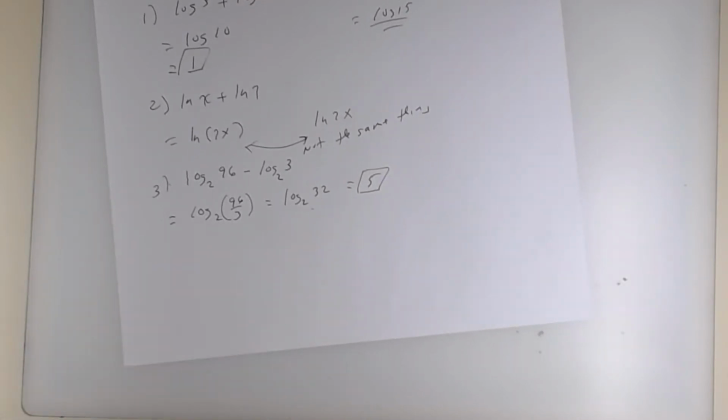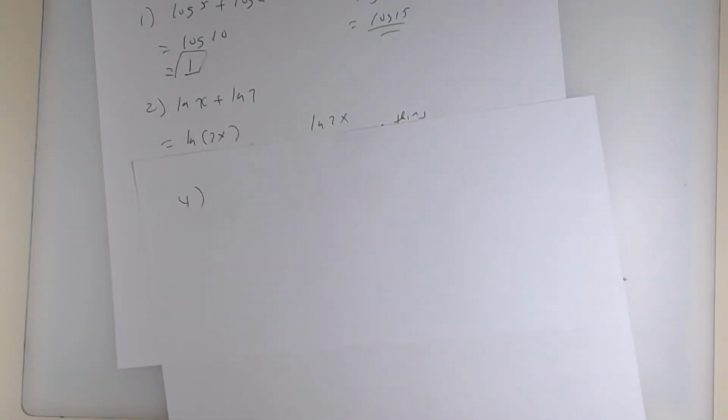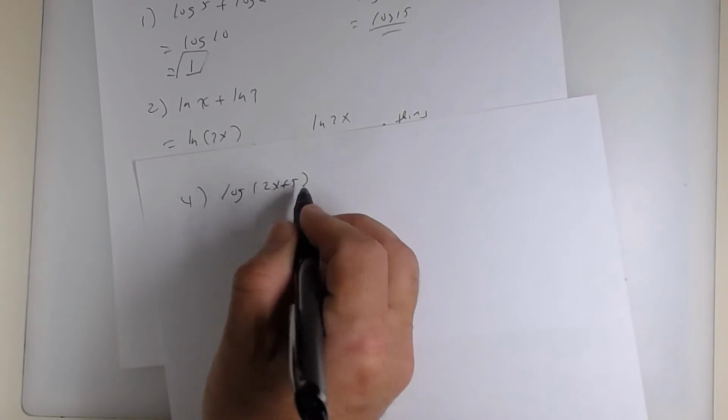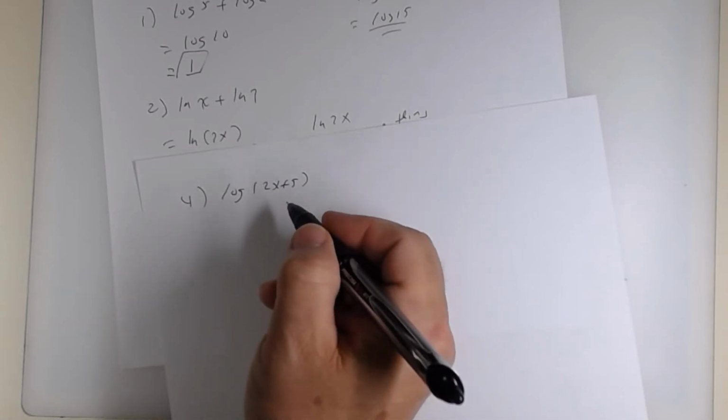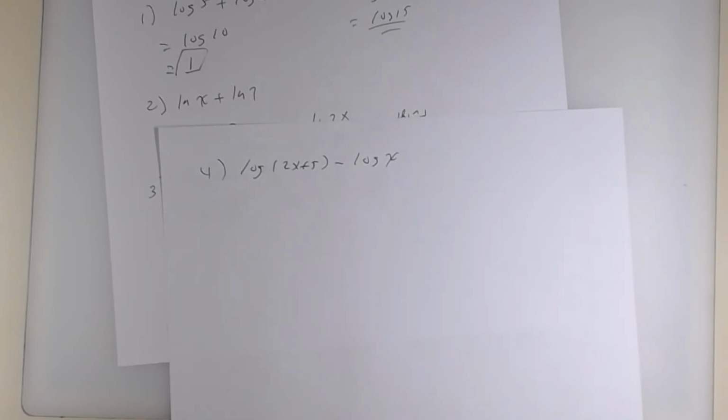So the answer is 5. Okay, all right, number 4. Suppose you had, let's say you had log of 2x plus 5, like this, minus the log of x. What do you think the answer is?